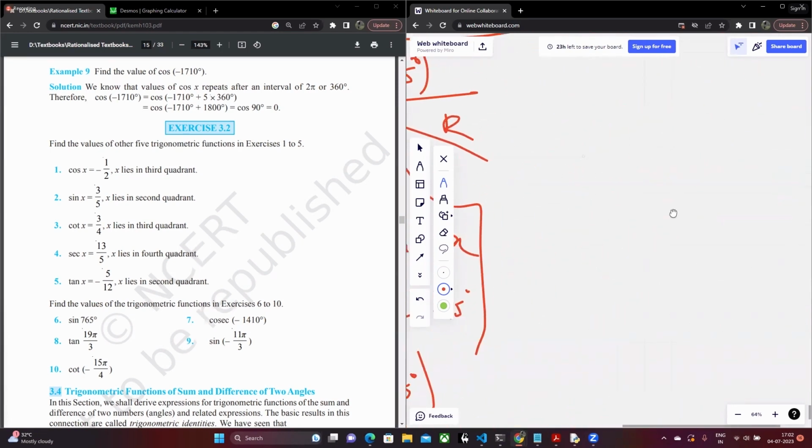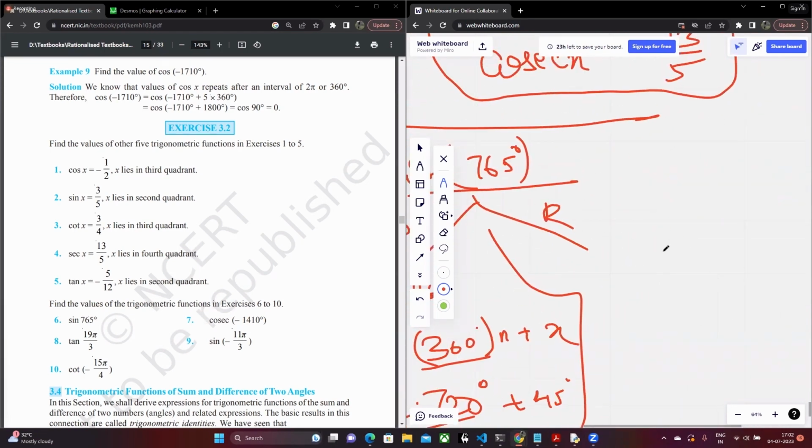That's your answer, right? If you convert this into radians, what's going to happen is basically you are going to be left with 765 degrees into pi divided by 180, right? Which is what?